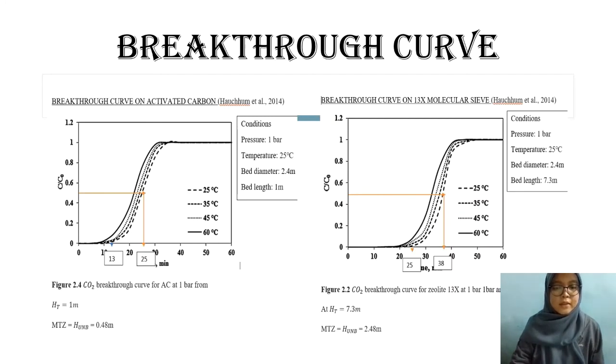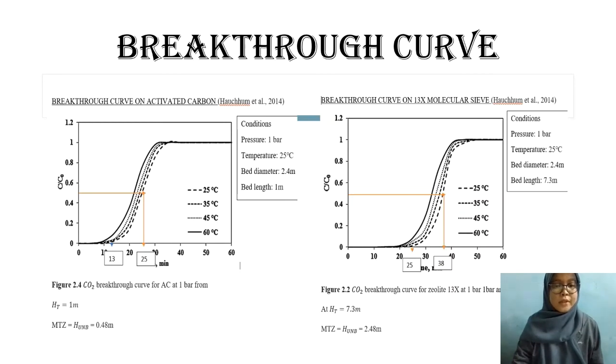carbon dioxide is analyzed. To calculate MTZ from the graph, values of Td can be obtained when C per C naught is equal to 0.01 and Tt can be obtained when C per C naught is equal to 0.5. From the graph, an activated carbon adsorbent bed with total height of 1 meter will give an MTZ of 0.48 meter and 13X molecular sieve with total height of 7.3 meter will give an MTZ value of 2.48.